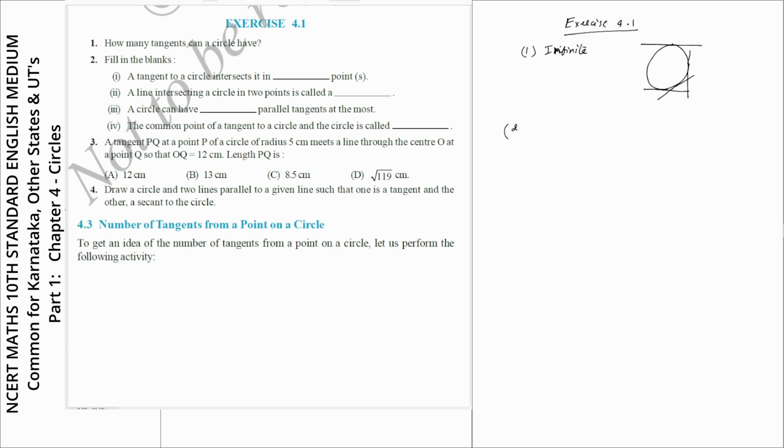Second question: a tangent to a circle intersects it at one point, or a single point, you can write. Second sub-question: a line intersecting a circle in 2 points is called a chord.